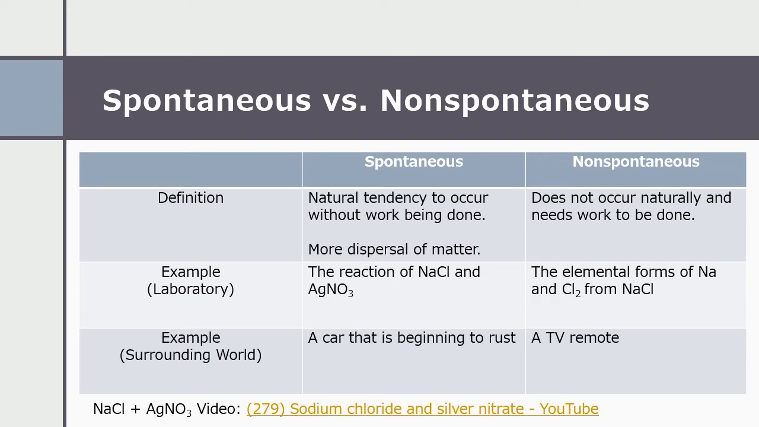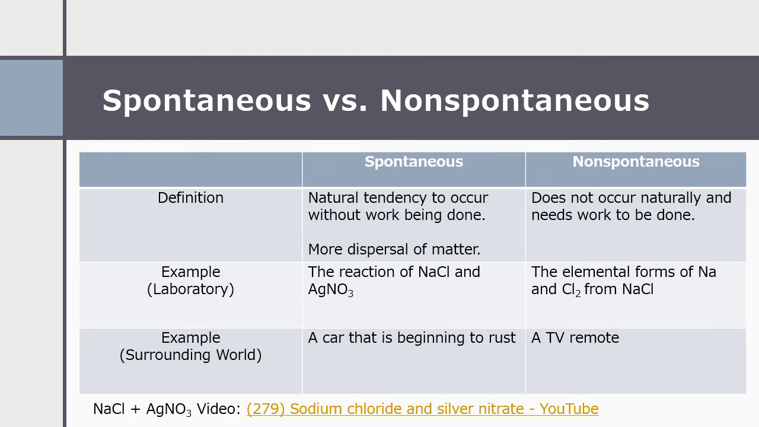An example of a spontaneous reaction that's not in a chemistry lab would be a car that is beginning to rust. When a car begins to rust, oxygen and water from the air oxidize the iron to create rust. In this example, there is no outside force, it's just naturally occurring materials from the air that are creating this reaction.